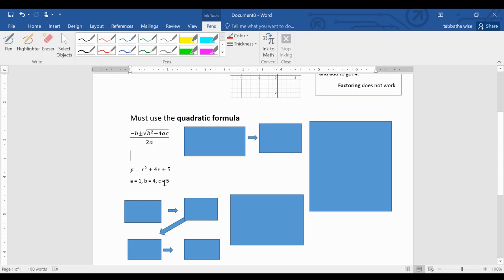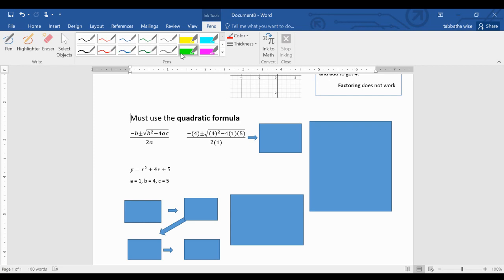We're going to plug those three numbers into our formula. So be careful, it's the negative, or the opposite, of b. So the opposite of 4 is negative 4, plus or minus the square root of 4 squared minus 4 times 1 times 5, all over 2 times 1. So we plug all of our numbers in.